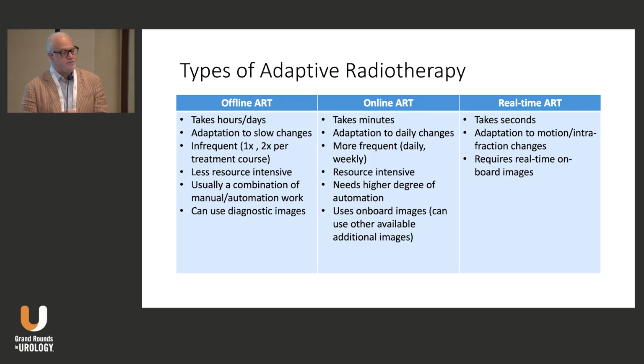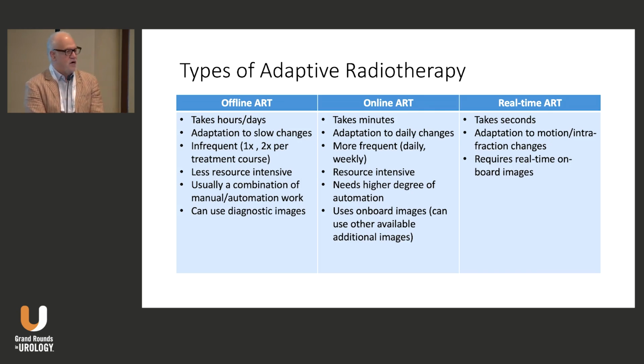There's offline adaptive radiotherapy, which can take hours to days. The adaptation is slow changes. You're using these scans infrequently, one time, two times, three times per course. It's less resource intensive. You can take these images that you get when the patient's on treatment, bring them back and analyze them. You can do a combination of manual and automated contouring. So there are now programs that can do contouring of normal structures, but currently, most of the stuff is still done by hand by the physician, and you can use various diagnostic imaging.